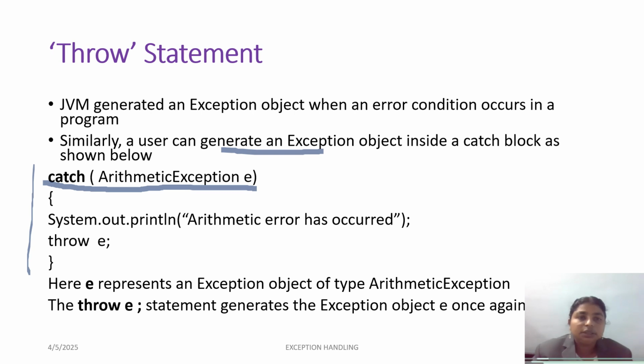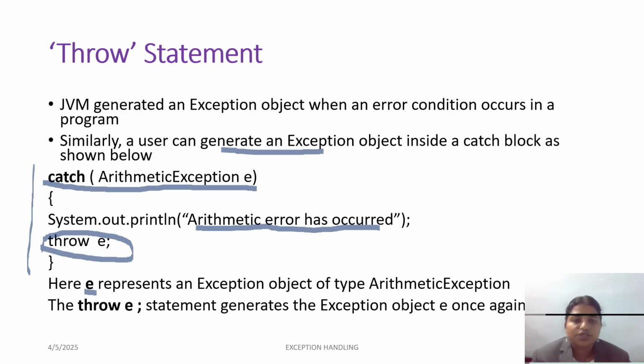Catch followed by the arithmetic exception and the object. So if at all the arithmetic exception occurs, we print a message, arithmetic error has occurred, and you can find a line here, throw E. So this throw E is a line which generates an exception. E represents the exception object of the type arithmetic exception. The throw E statement generates the exception object E once again.